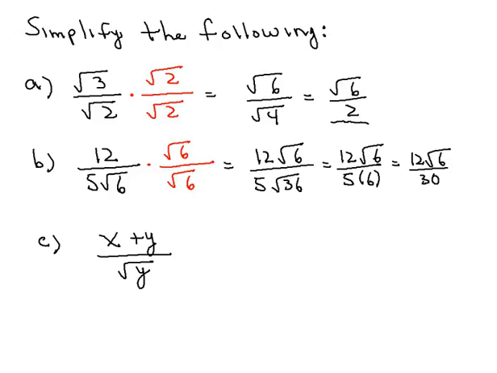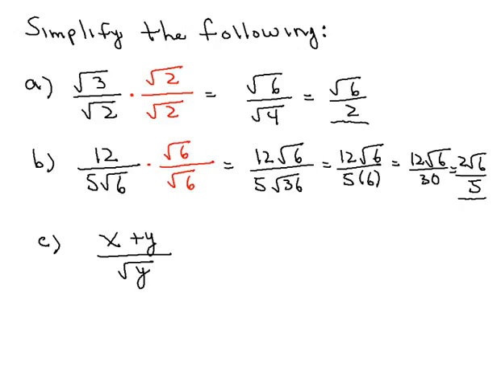And we can divide a 6 into the numerator and denominator, so that will leave us then with 2 times the square root of 6 all divided by 5. So again, you can see we ended up with a rational number in the denominator, not a radical. And so the final form, 2 times the square root of 6 over 5, actually has the same numeric value, if you will, as the original problem, which was 12 divided by 5 times the square root of 6. And for our third example, we have x plus y divided by the square root of y.